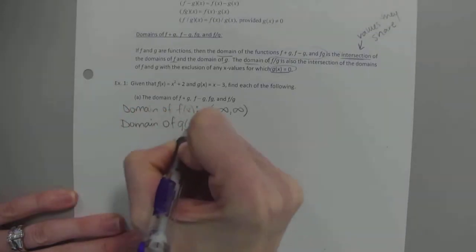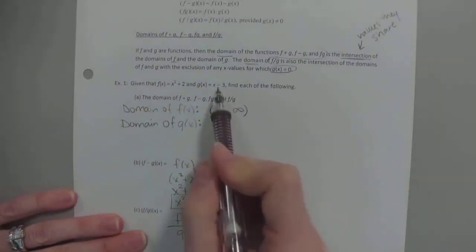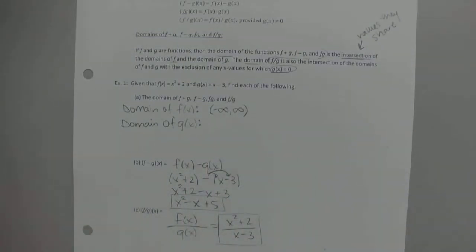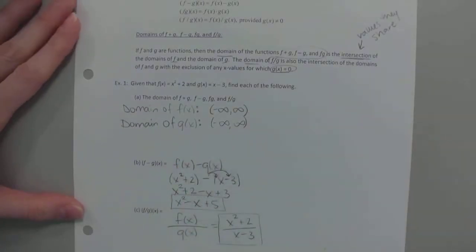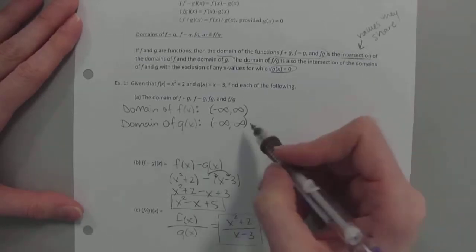So knowing that, what's the domain of g of x? It's a line, so it's the same, right? Are there any restrictions on what we can plug in for x? No, it can be positive, it can be negative, it can be big or small. It's just a line. It goes on forever, right? So its domain is negative infinity to positive infinity, okay?